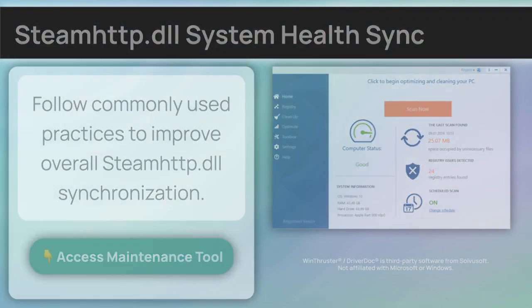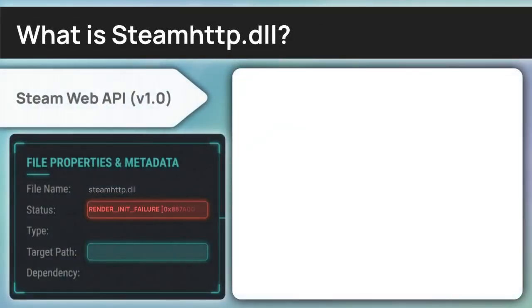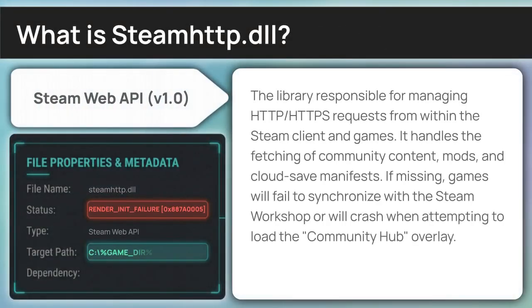This is the Steam HTTP module, the library responsible for managing HTTP and HTTPS requests from within the Steam client and games. It handles the fetching of community content, mods, and cloud save manifests. If missing, games will fail to synchronize with the Steam Workshop or will crash when attempting to load the Community Hub overlay. Now that we've covered what the file does, let's jump into our first fix.